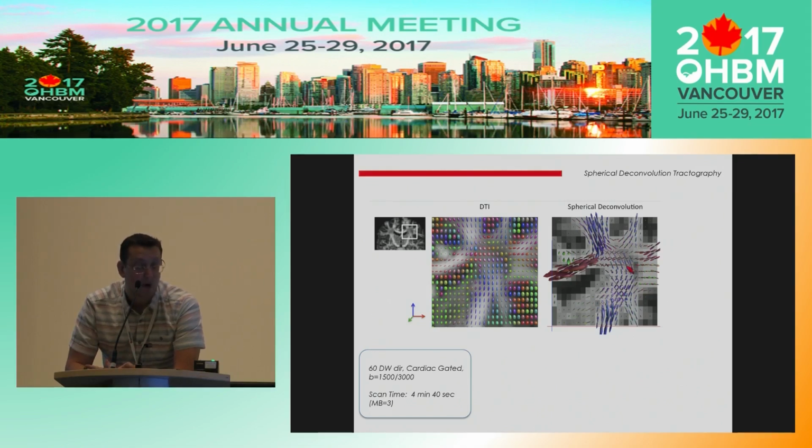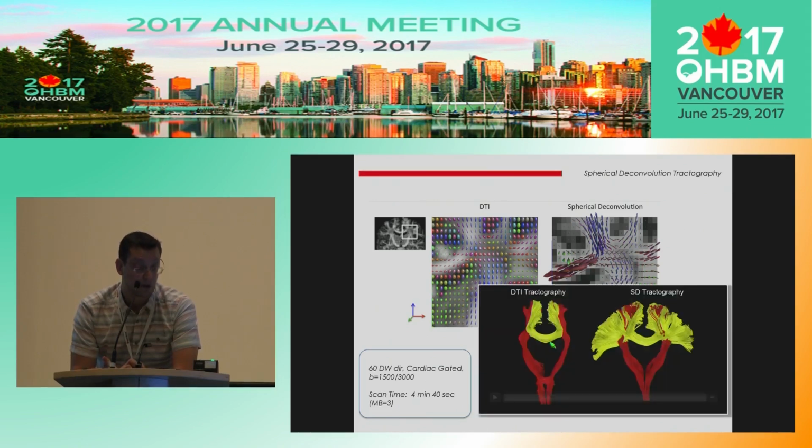now you can clearly see more information in this voxel. You can see multiple fiber orientations, you can see U-shaped fibers, you can see multiple dominant fibers in the same voxel, and this is thanks also to the improvement of acquisition. For example, with multiband now, you can collect 60 directions, b1500, b3000 in 4 to 5 minutes maximum. So there is a lot more we can do with diffusion now with the new technology.